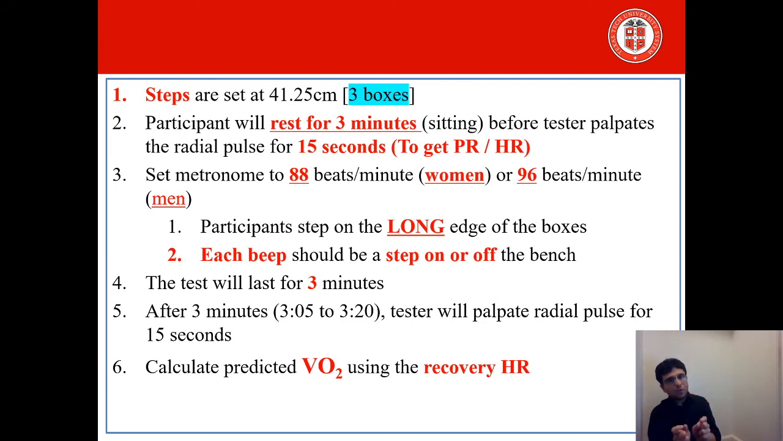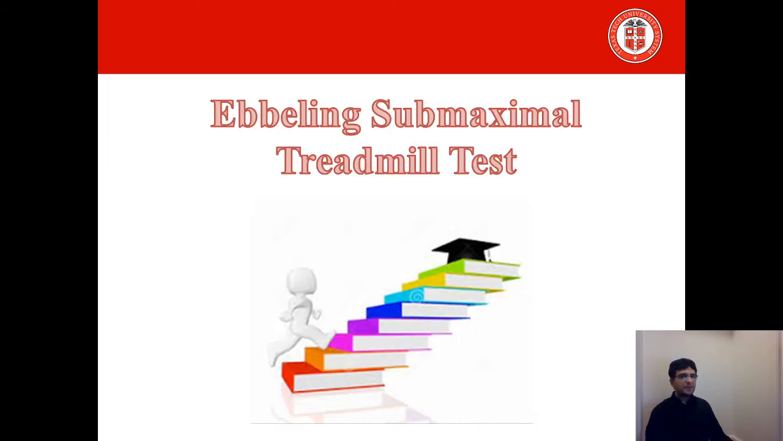Once the exercise is over, use 5 seconds to find the pulse and record it for the next 15 seconds to get the recovery heart rate, so that we can indirectly use it to measure VO2 max. So we are done with the Queen step test.